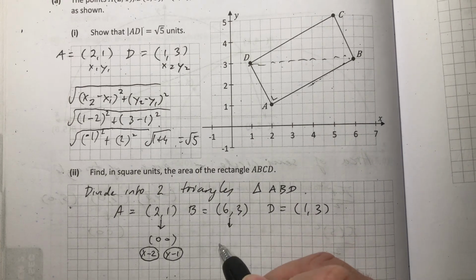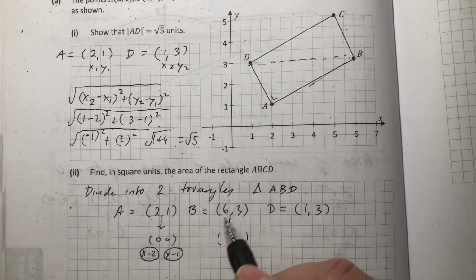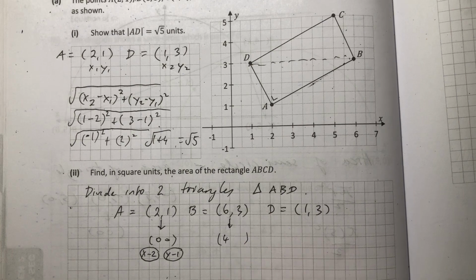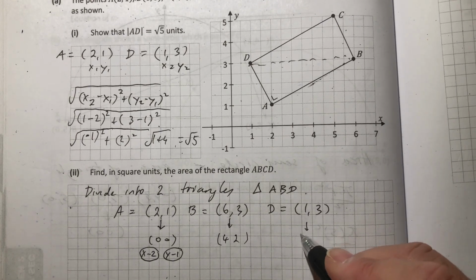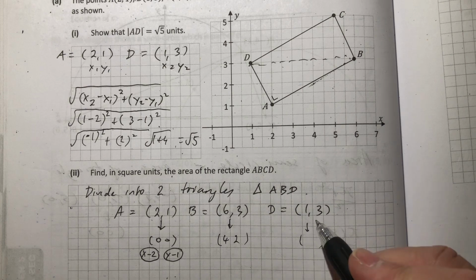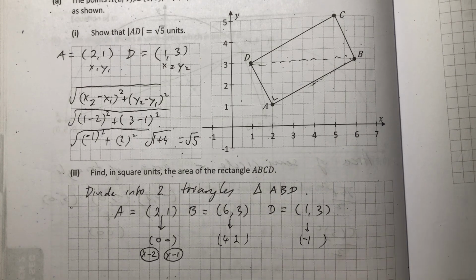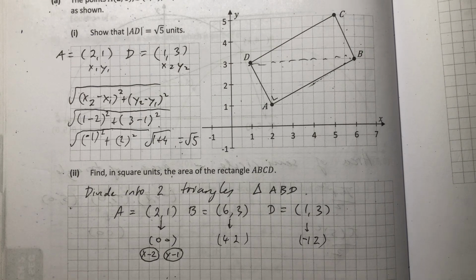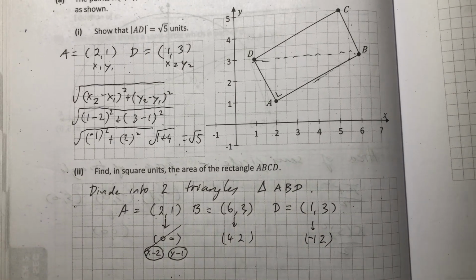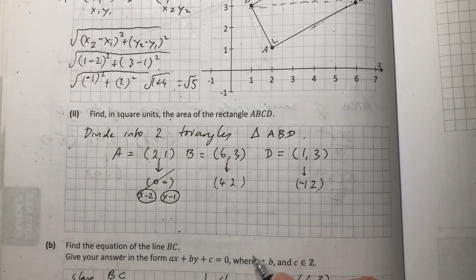Do the same translation here. Take 2 from the x's, so 6 take 2 is 4. 3 take 1 is 2. 1 take 2 is minus 1. 3 minus 1 is 2. I want one of the points to be 0, 0. It is now, so you ignore it, forget about it.